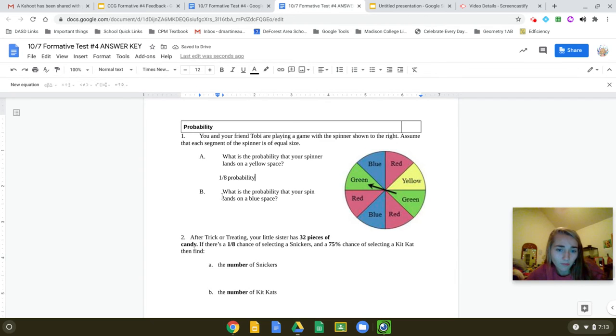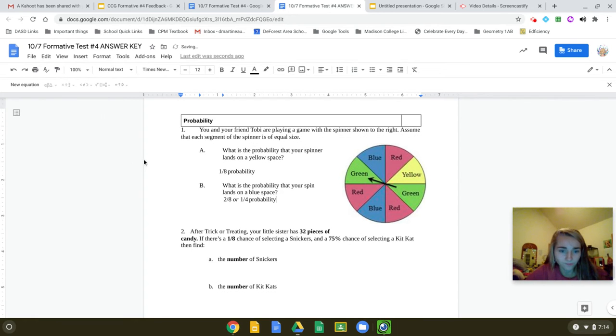Okay. Then we want to figure out the probability that your spin lands on a blue space. We're going to do the same thing. We want just blue, so we're looking at how many blue we have. Well, we have 2 blue out of 8. So 2/8, or if I simplify it down, that's 1 out of 4. So a 1/4 probability.